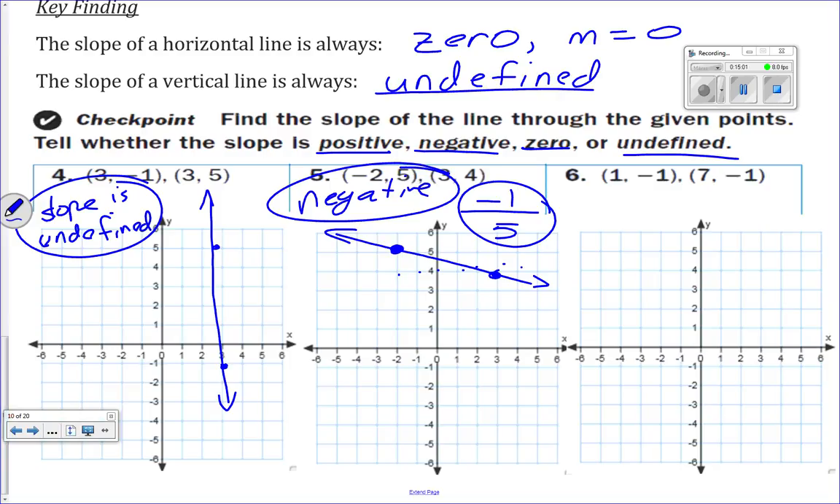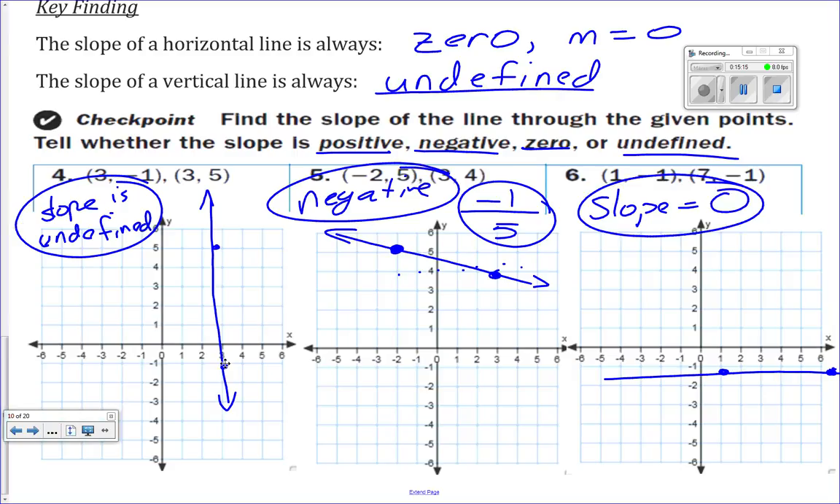And let's take the last one. 1, -1 is right here. 7, -1 is going to be off the screen, but right over there. That's a horizontal line. So the slope is 0. Slope is 0, horizontal line.